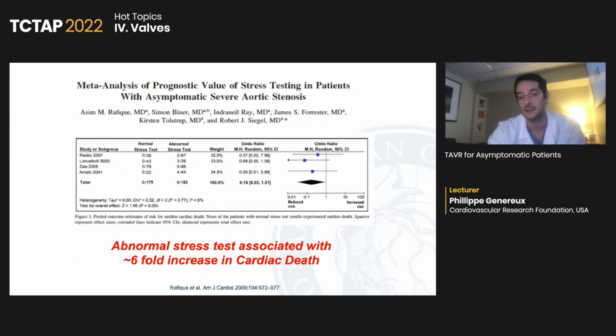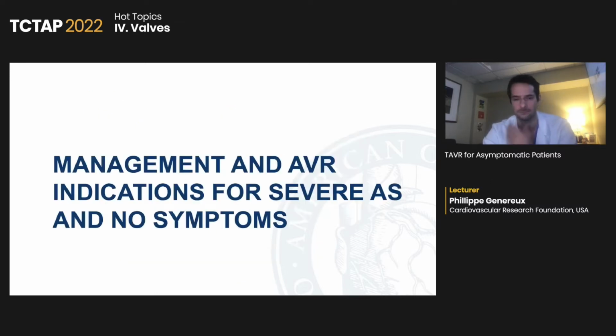And why is it like that? Well, if you have abnormal stress tests with the criteria we discussed, you increase your cardiac death over the course of 1 or 2 years by 6-fold. To be symptomatic on a treadmill is the same as being symptomatic in nature. So that's very important. Cannot stress enough the need to do a stress test for an apparently asymptomatic patient.